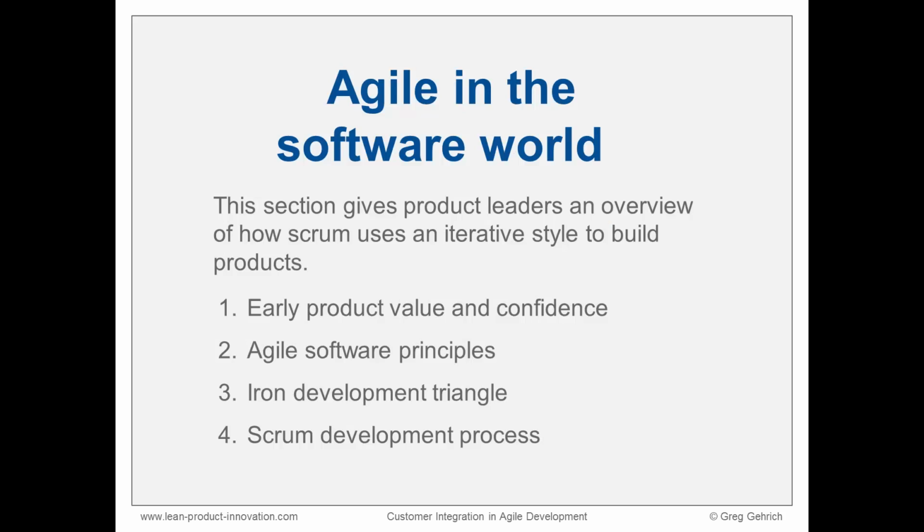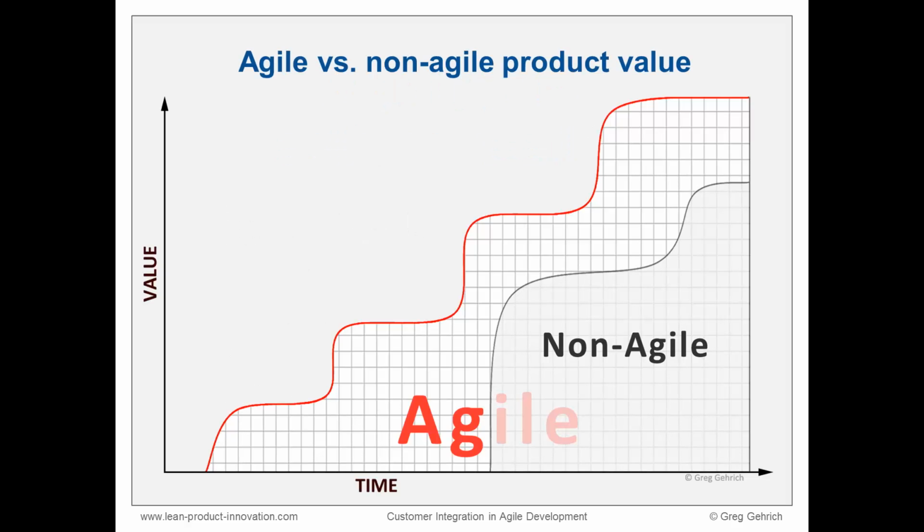This section gives product leaders an overview of how Scrum uses an iterative style to build products. The best way to overcome product challenges is to build products in a fundamentally different way than in the past. This slide compares product value from an agile process with a non-agile or a waterfall process over time.